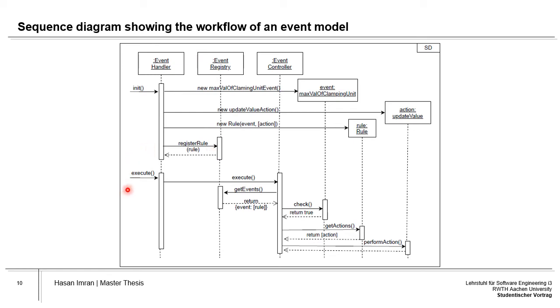And what happens when an event is executed? The execute event is called on the event controller. It returns the list of events. All of the events are run and they are checked. And then if an event is true, then the corresponding actions are generated, and then the action is performed according to this.